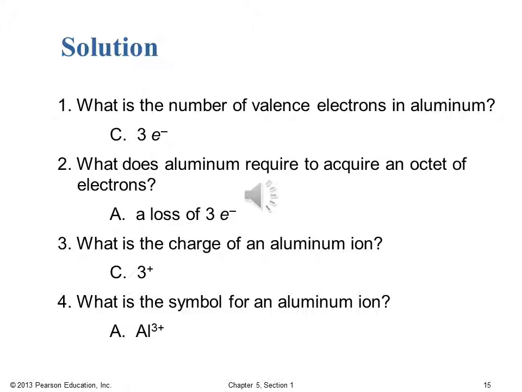Number 3, what is the charge of an aluminum ion? Well, therefore, if it's going to lose 3 electrons, it's going to maintain that same nuclear charge of 13 protons, so 13 plus, and then to lose those 3 electrons, it's going to have now just 10 electrons in its valence, and that's going to give a net charge of 3 plus. And finally, what is the symbol for an aluminum ion? It's aluminum 3 plus, right? The 3 plus as a superscript following the aluminum's chemical symbol of capital A, lowercase l.